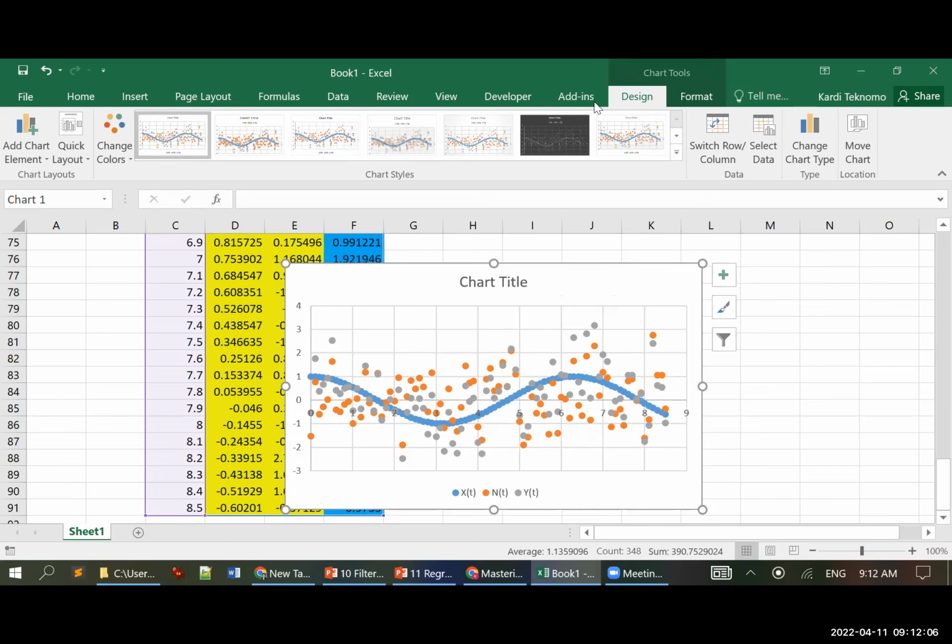Can you make it something like this? Can you practice? Can you make it on your own? This is just creating data.